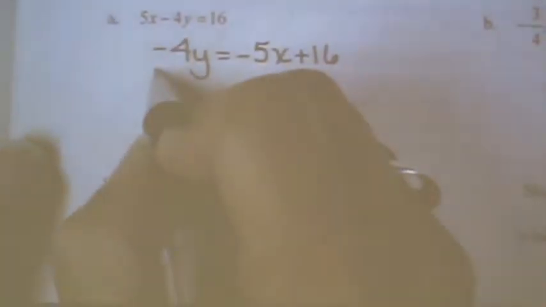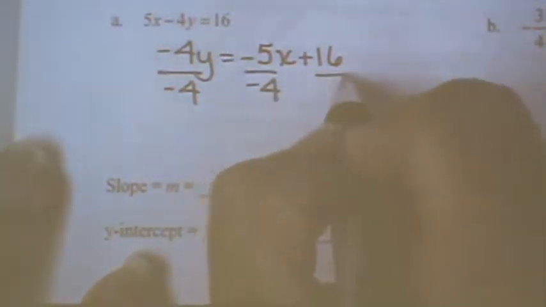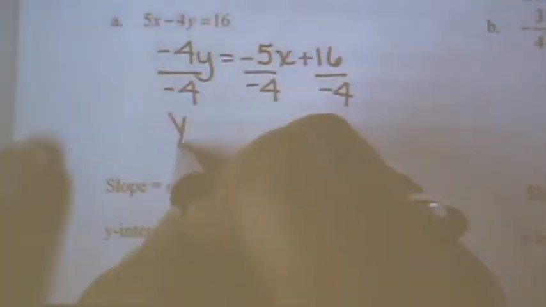Moving along. Number 3, it says write the equation in slope-intercept form. Well, what does slope-intercept form look like? It looks like y is by itself. Is y by itself here? No. So how do we get y by itself? Subtract 5x. And then do what? And then clean it up.